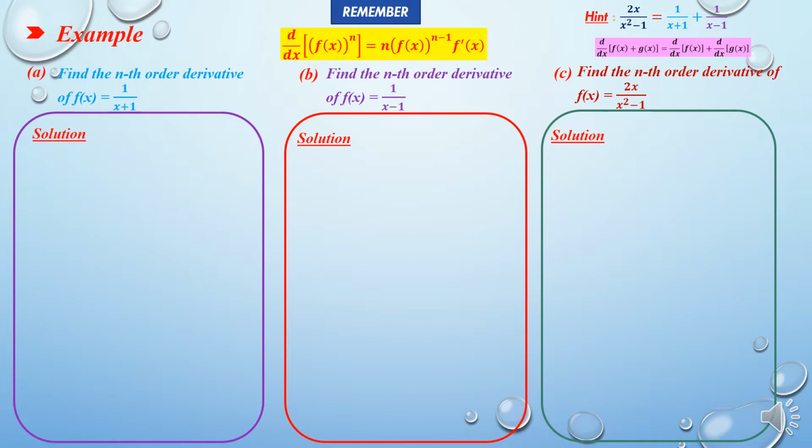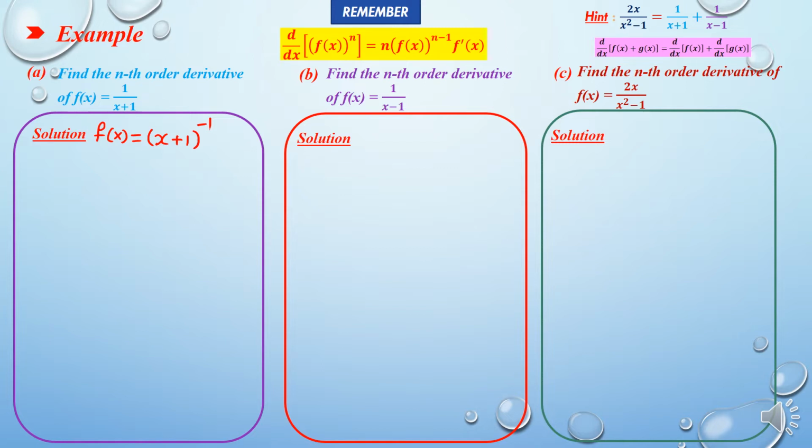To understand well, we have to start with part A, and the question is find the nth order derivative of the function f of x equals 1 over x plus 1. Before we start the derivative, you have to simplify the function, and all the students know you can write it as (x plus 1) to the negative 1. This is the first step.